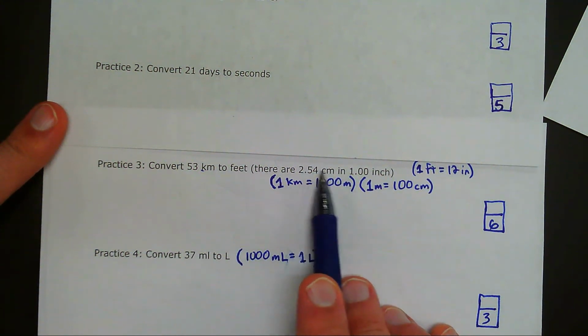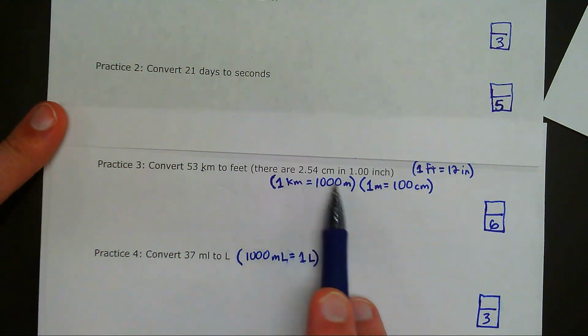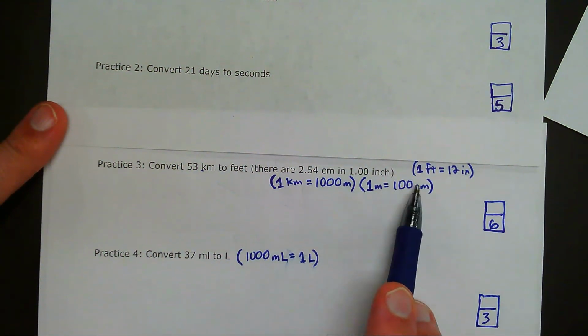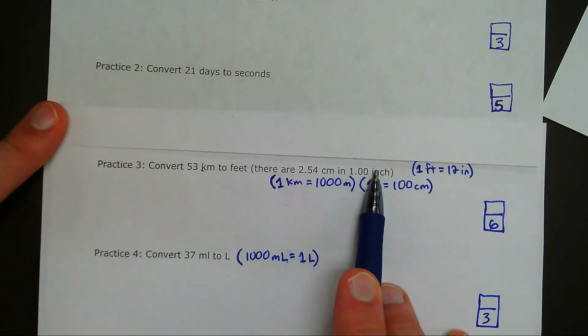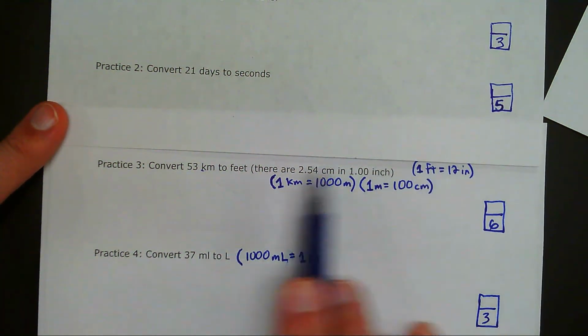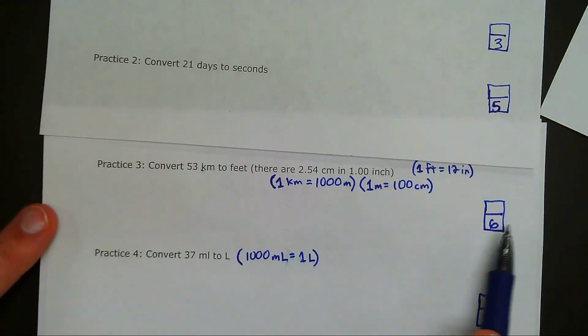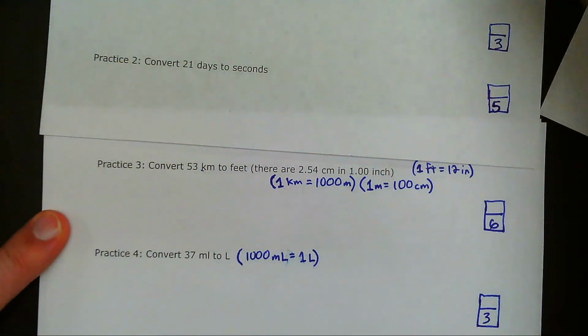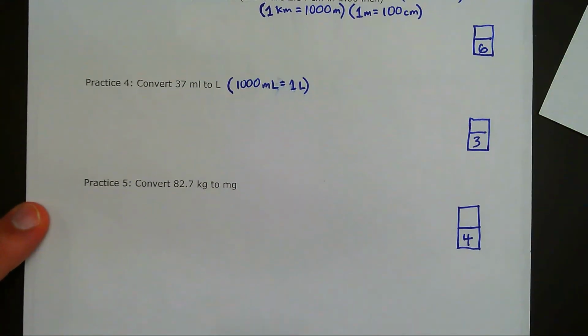It gives you the conversion ratio of centimeters to inches, but I also wanted to provide kilometers to meters, then meters to centimeters. Then that centimeters to inch becomes handy, and then you can finish it because the desired unit is feet. That's why that's quite a long problem. That's going to be worth a total of 6 points right there. So make sure you write that down before you leave. Okay, as well as this one.